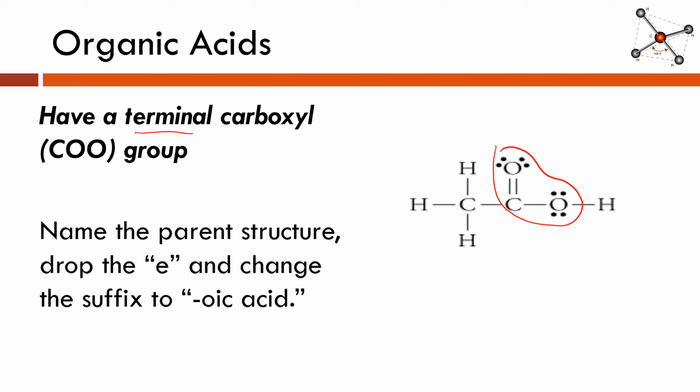When we name an organic acid, we're going to name the parent structure, drop the E, and then change the suffix to oic acid. So I've got two carbons single bonded together. That would look like ethane. I know to drop the E, add oic acid. This is ethanoic acid, more commonly known as acetic acid. I'm not going to ask you to remember any of the common names. If you can name according to what you got on table R, I'm going to be really happy about that.